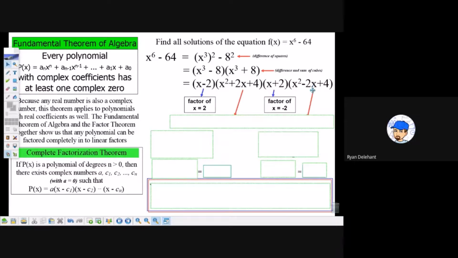These are quadratic, so they should have 2 more roots apiece. So this is starting to make sense. This is going to have 2 solutions, and this is going to have 2 solutions. 2 plus 2 plus 1 plus 1 gives me the 6 that I'm looking for.